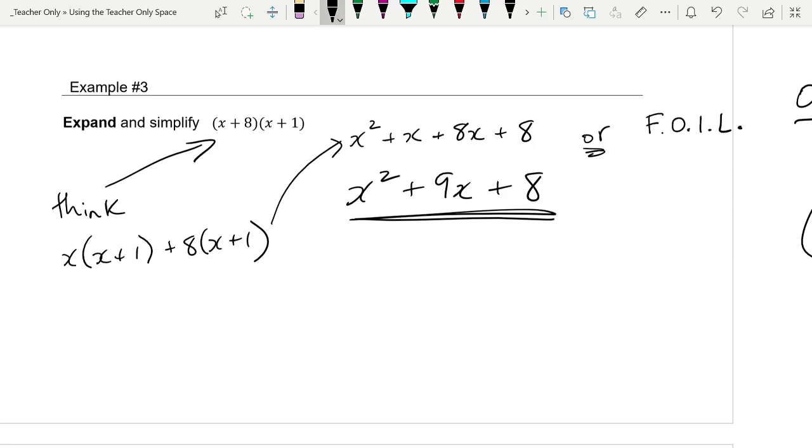Have you seen the word FOIL before? When you multiply together a binomial times a binomial, there's 4 different multiplies happening, and this is a word that helps you remember not to miss any of them.